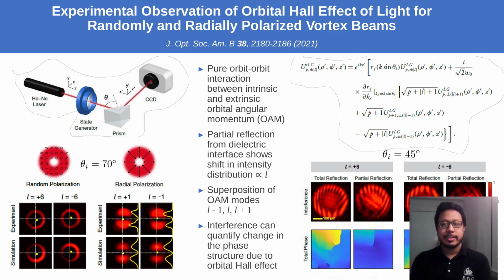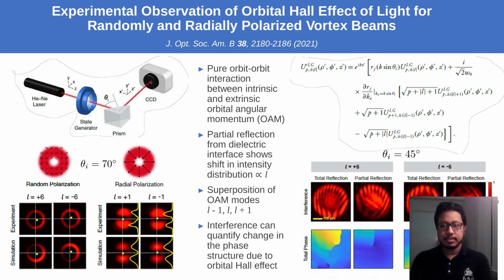Just like spin-orbit interaction leads to the spin-Hall effect of light, orbit-orbit interaction can cause the orbital Hall effect of light, where the intrinsic orbital angular momentum converts to extrinsic orbital angular momentum, leading to a shift in the vortex beam. Analytically, we can see that the partially reflected Laguerre-Gaussian beam is a superposition of orbital angular momentum modes L, L plus 1, and L minus 1, which is manifested as a shifted vortex.